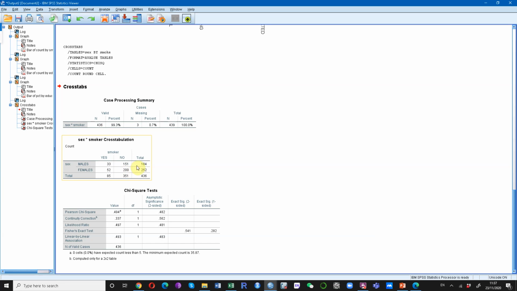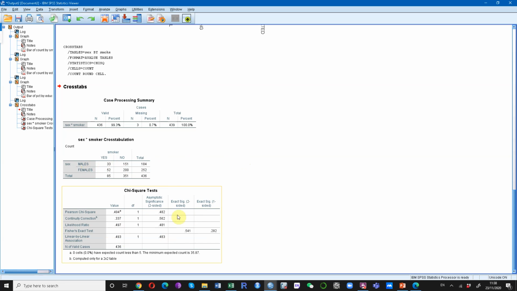The second one is exactly the cross tab I've been talking about. You can see that male smoker, we've got 33 of them. Male non-smoker, we've got 151. Female smoker, we've got 52. Female non-smoker, we've got 200. By just looking at these numbers, you won't be able to tell whether there is a difference in terms of gender's influence on smoking behavior.